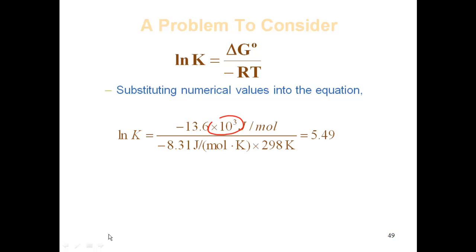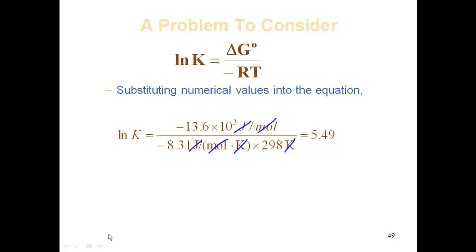Now I'm trying to solve for K. What are the units on K? You may recall they are unitless. There are no units, so I need all these units to cancel. One of the reasons why I had to convert from kilojoules to joules. All the units should cancel out, and they do. There's nothing left. It's unitless.